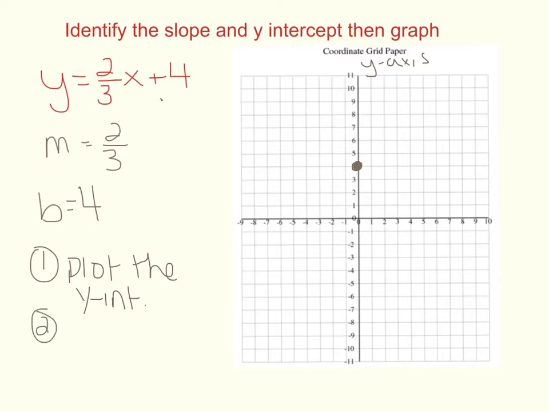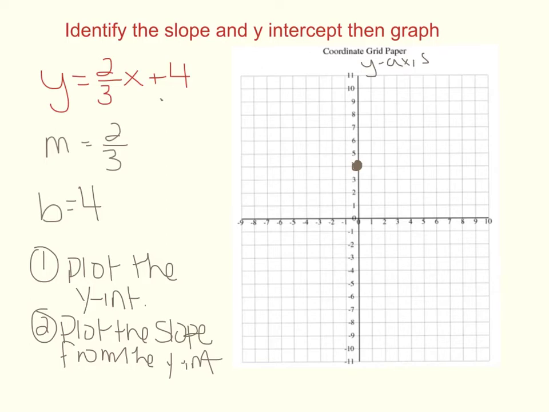Okay, step 2 then is going to be plot the slope. So from the point that we put on our graph, from our y-intercept, we're going to use our slope 2/3. Well, 2/3 means rise 2, run 3. So rise 2 or up 2, right 3. So from the point that we already have drawn, we're going to go up 2, and then we're going to go right 3. So we're going to end up at the point right here.